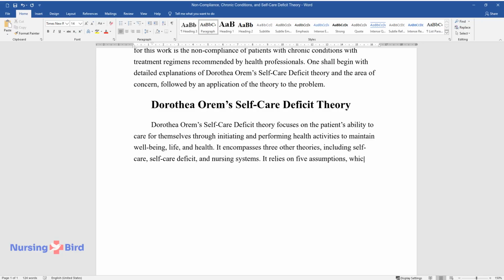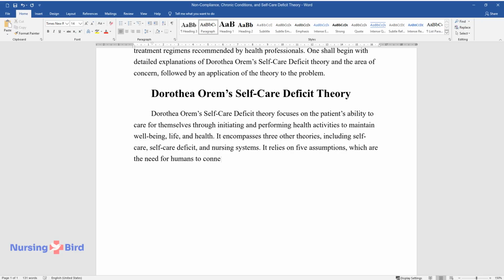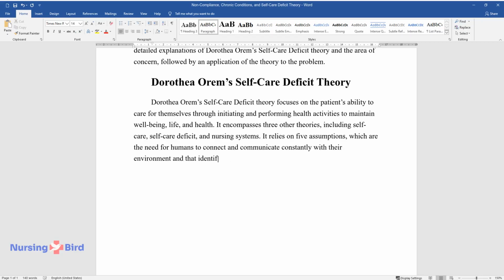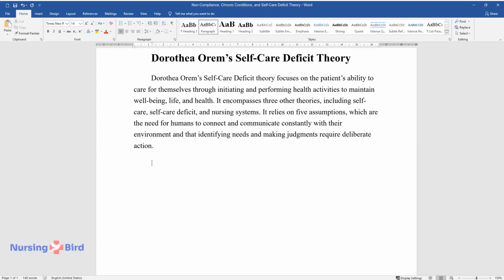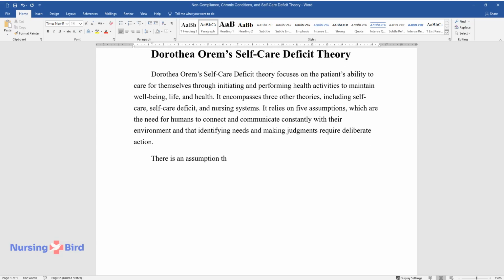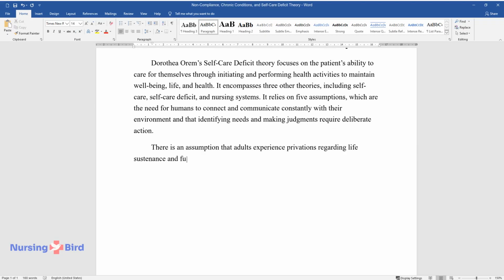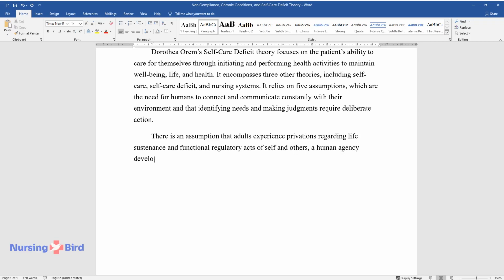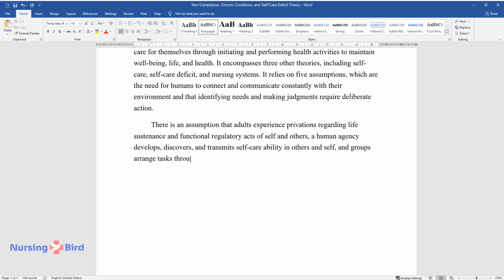It relies on 5 assumptions, which are the need for humans to connect and communicate constantly with their environment and that identifying needs and making judgments require deliberate action. There's an assumption that adults experience privations regarding life sustenance and functional regulatory acts of self and others. A human agency develops, discovers, and transmits self-care ability in others and self, and groups arrange tasks through structured relationships to offer care to members.